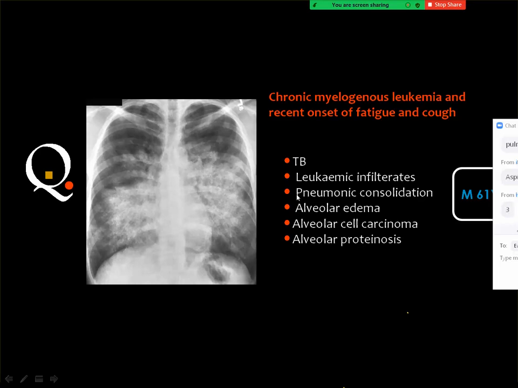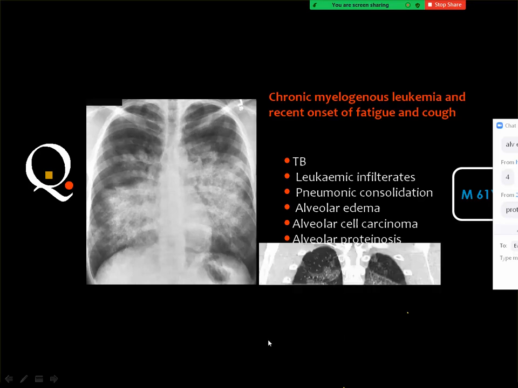Number three, you mean this is pneumonic consolidation or alveolar edema or alveolar cell carcinoma. Okay, this is, of course, not a pneumonic consolidation because of its central location. Number two, it's not alveolar edema because the heart is normal. And this is not TB because the site of the lesions is not that for TB. Then we are left with alveolar cell carcinoma and alveolar proteinosis, and we need the help of CT.